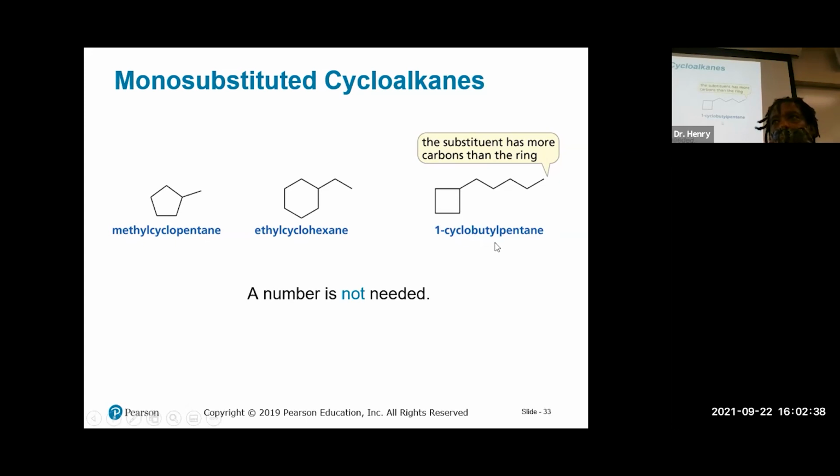And so then we call this guy butyl as a result of that. It's on the first, that will be the first carbon. So it tells me where it is on the pentane. It's not on the second carbon. Otherwise we'd say 2, right?